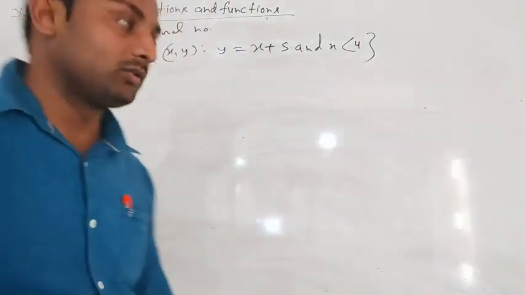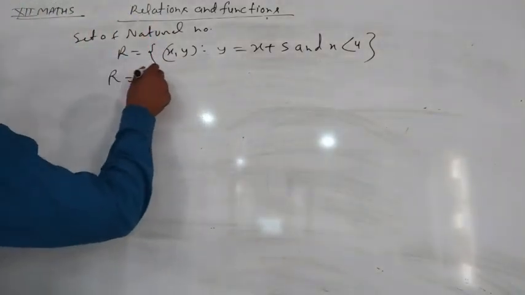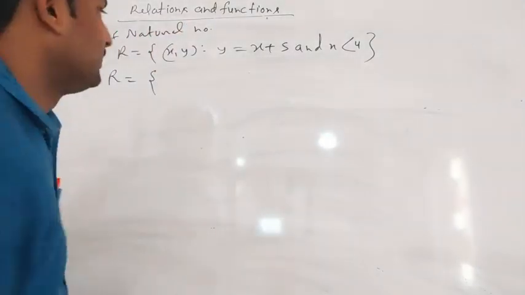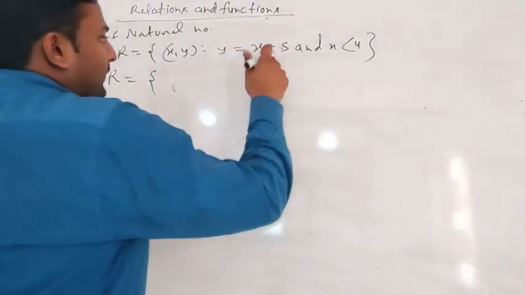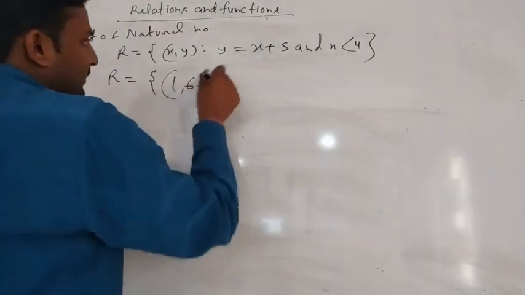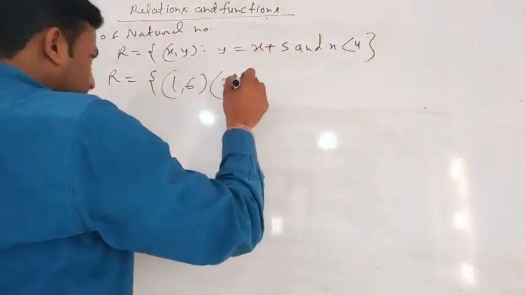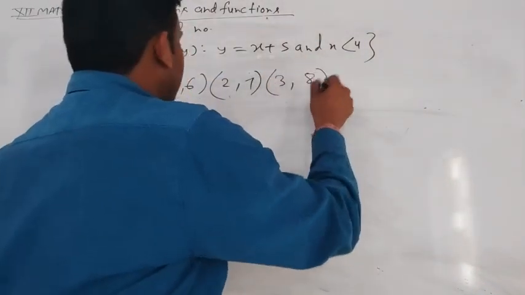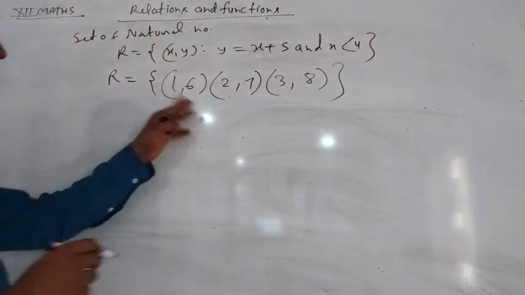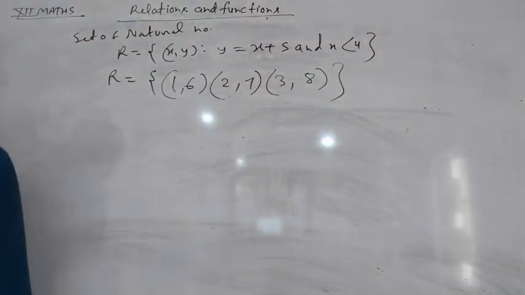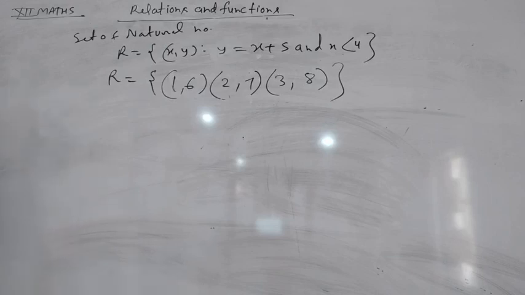First of all, our set is the set of natural numbers, and here x is less than 4. When we put 1, we get 6; when we put 2, we get 7; and when we put 3, we get 8. So the relation is {(1, 6), (2, 7), (3, 8)}. Now we have to check whether this relation is reflexive, symmetric or transitive.